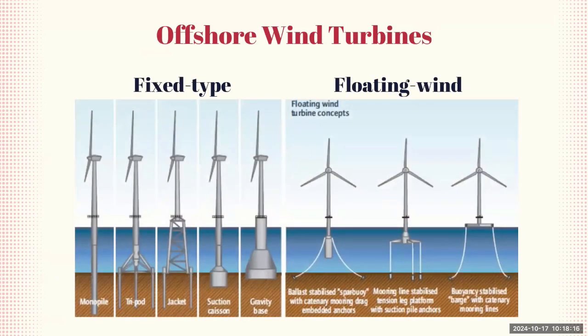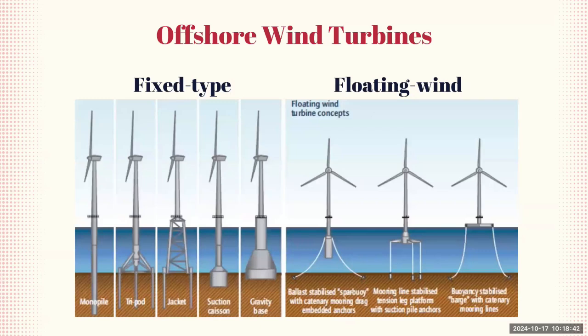So this is an example of both the fixed type and the floating wind. The fixed type turbines are anchored directly into the seabed and are commonly used in shallow waters. We have several foundation options for these turbines, such as monopile, tripods, jackets, suction caissons, and gravity bases. Each of these foundation designs offers stability in different seabed conditions.